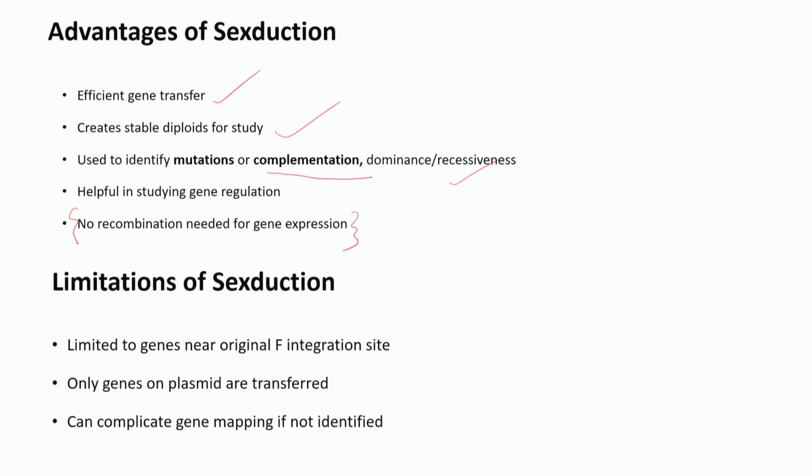And what are the limitations? It is limited to genes near the original F integration site. Only genes on the plasmid are transferred, and this can complicate gene mapping if not identified. So if it is an imprecise excision, only the genes that are very close to the integrated F factor will get excised and become part of this F prime plasmid. Other genes will not be transferred.